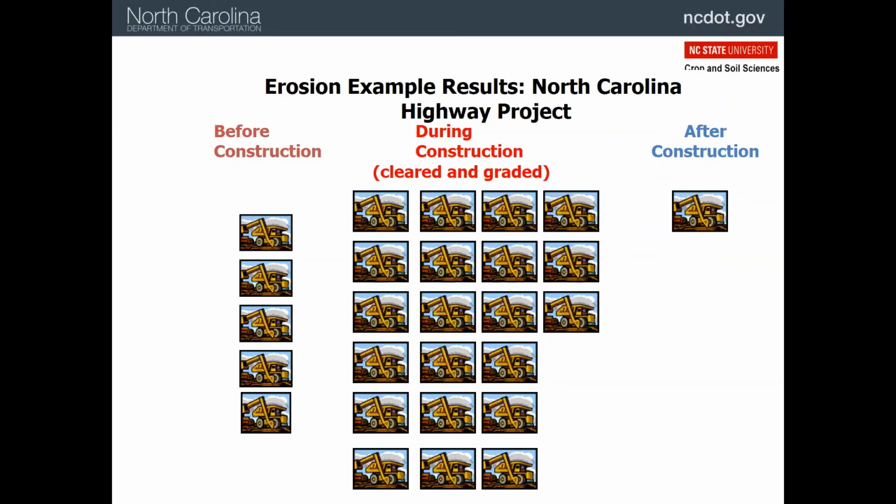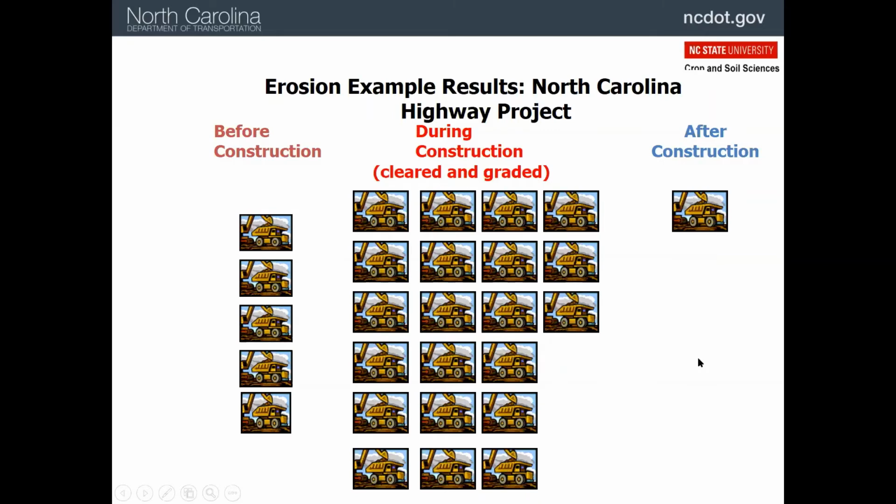And this is a graphic sort of indicating what kind of loads you can get during different phases. So before construction, say you have an open weedy field, and then during construction you have massive amounts of soil being moved around. Then after construction, hopefully you've stabilized it and you don't have very much erosion at all.